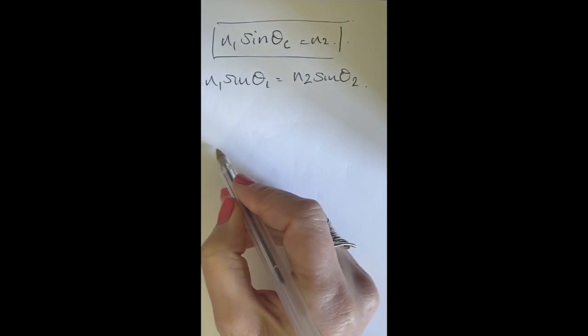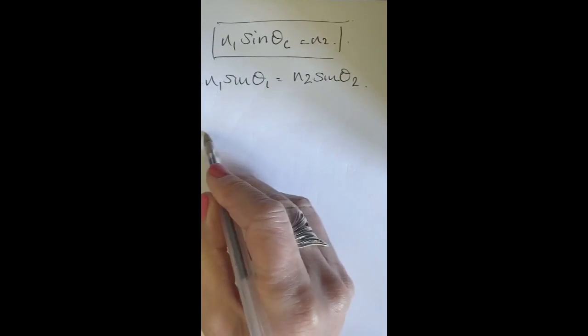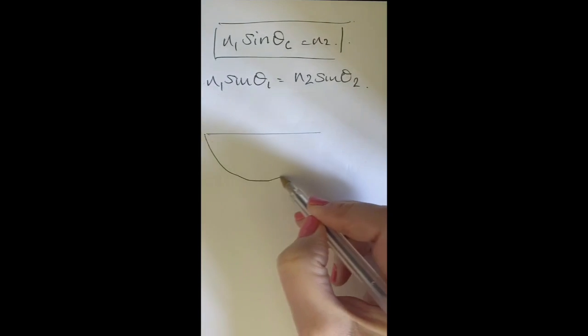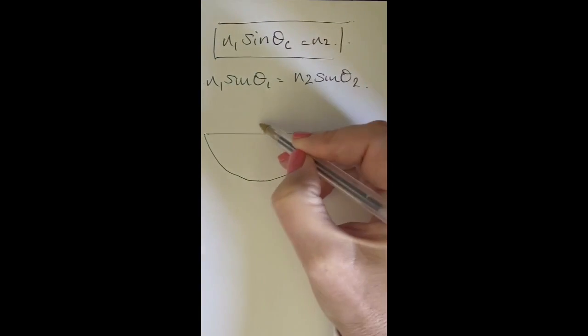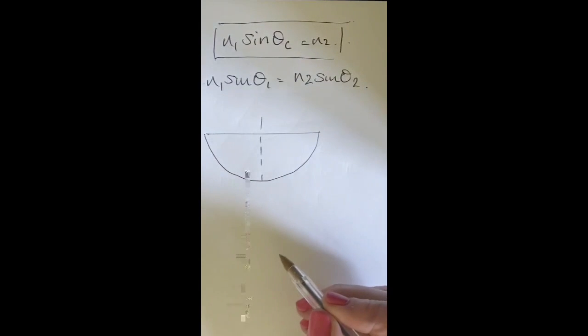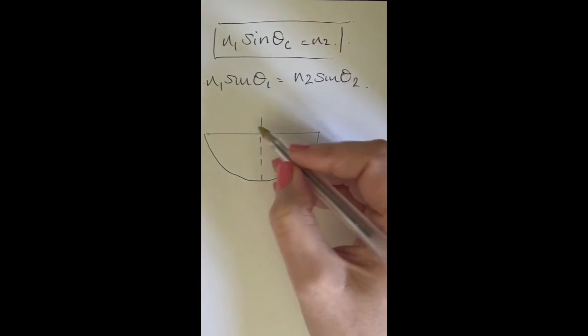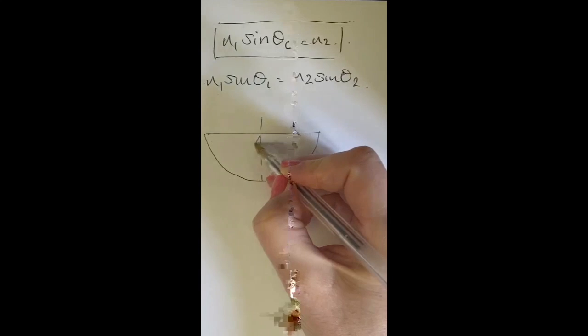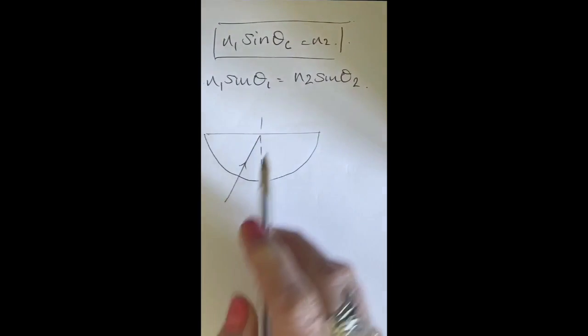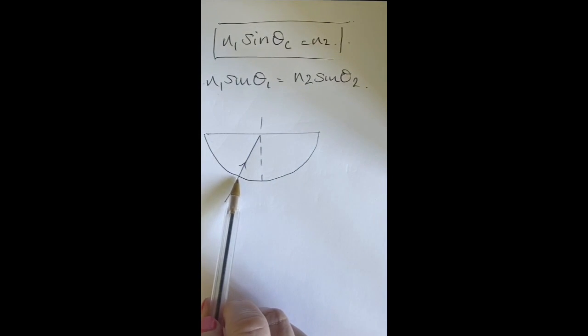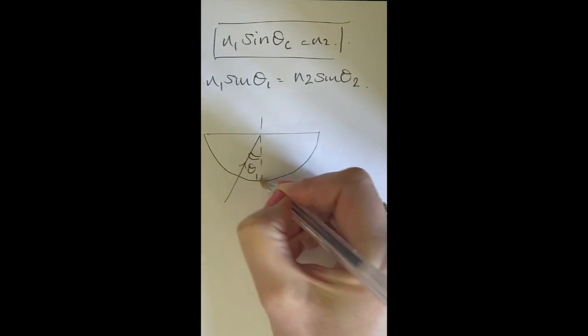Let's have a look. I'll draw the semicircular block because it's what we're familiar with for the investigation of total internal reflection. And I'll draw the incident ray. The semicircular block is valuable in this experiment because when you shine that single ray of light here, there's no change in direction. So the angle here is the angle of incidence. That's theta 1.